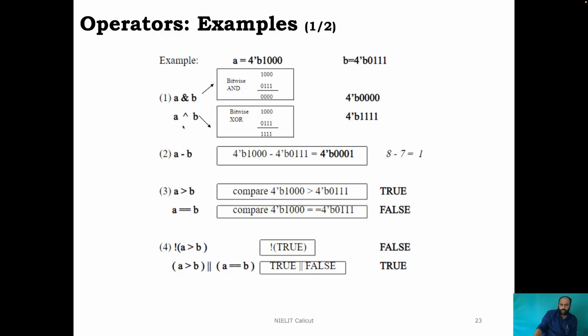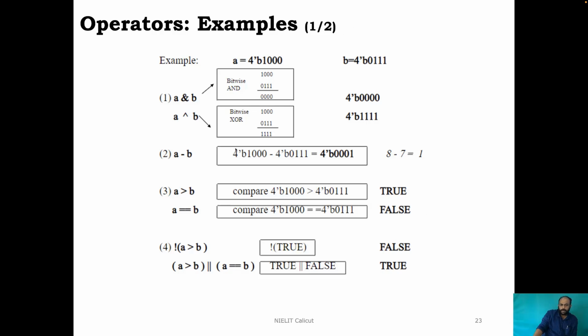On the other hand, if I do bitwise OR, it does the same operation and you get all ones. Similarly, A minus B is used for subtraction. Now the relational operators, A greater than B or A less than B, basically compare two numbers. For example, here we are comparing whether 1000 is greater than 0111, and this condition is true, so it will return 1, representing true. Similarly, if you compare A equal to B, since A and B are unequal, the result will be false, represented by a 0.